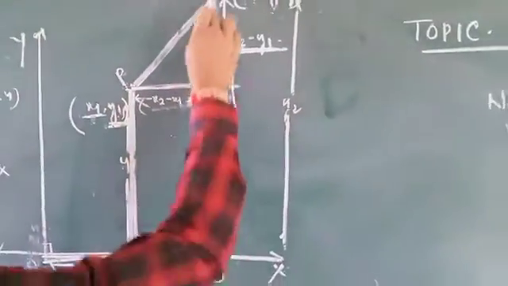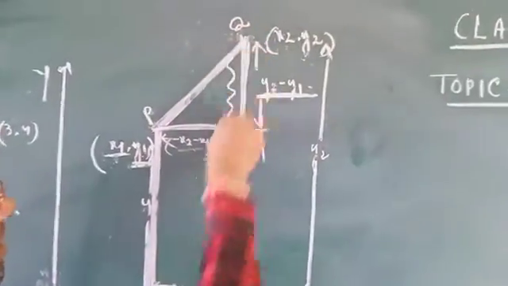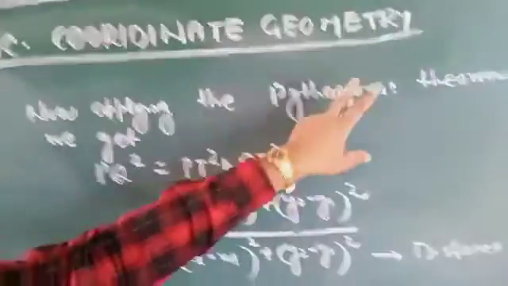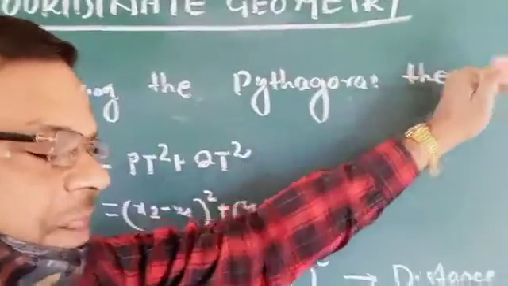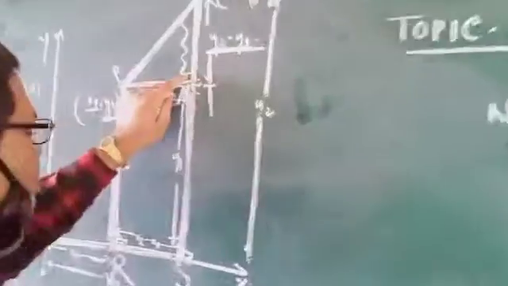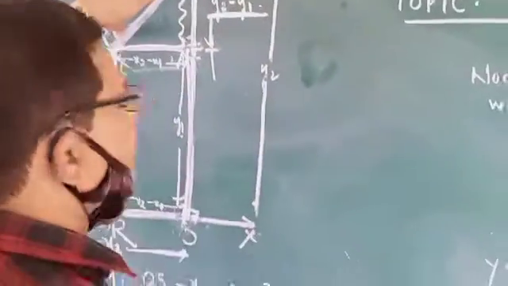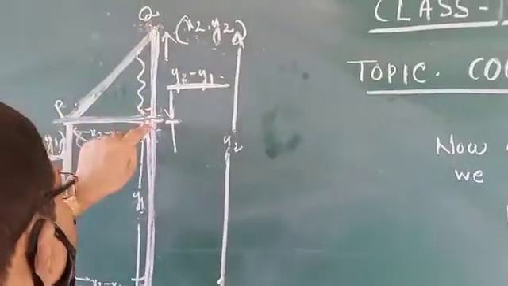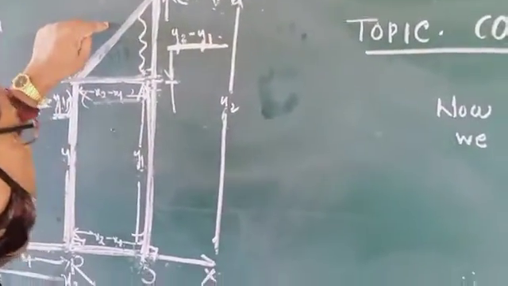Now PTQ. What is PTQ? It is a right angle triangle. Now applying the Pythagoras theorem in triangle PTQ, because why do I apply the Pythagoras theorem? Because this angle is 90, as PT is perpendicular. So what will you get? PQ is the hypotenuse. So PQ square is equal to PT square plus QT square. Sum of the square of two sides is equal to the square of the hypotenuse.